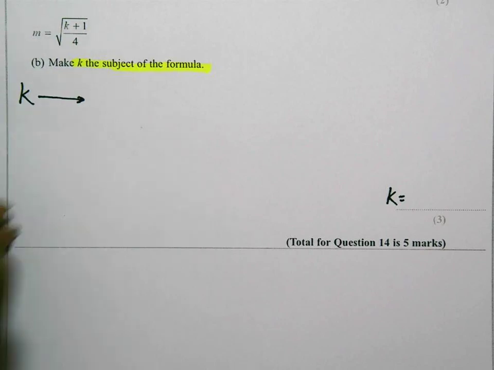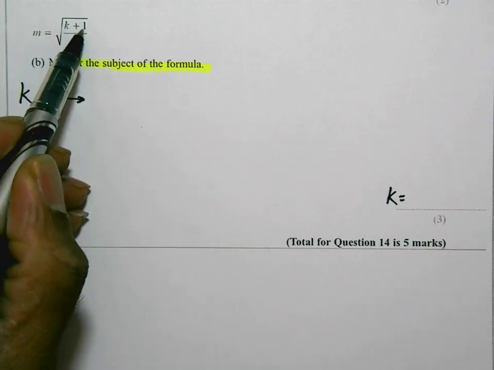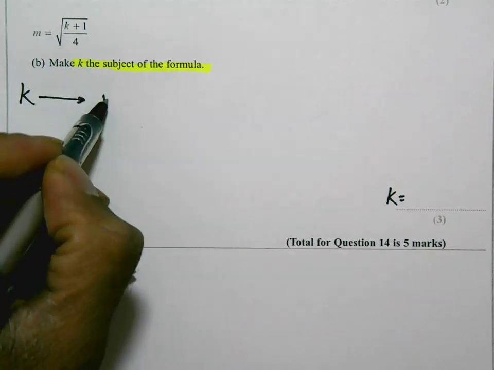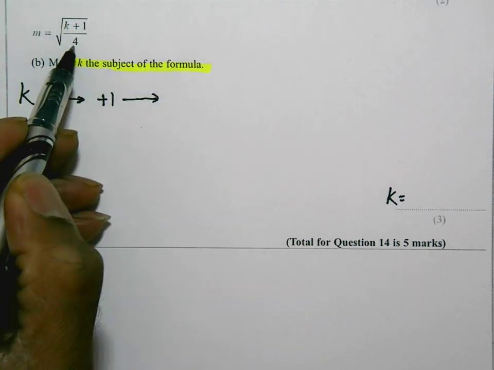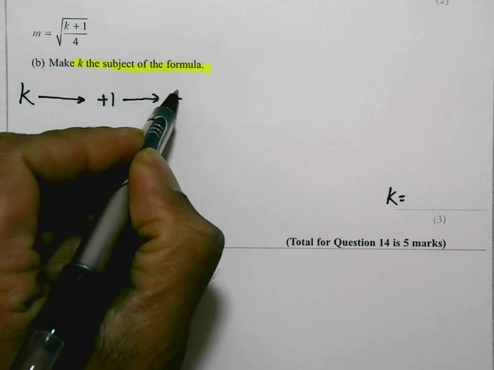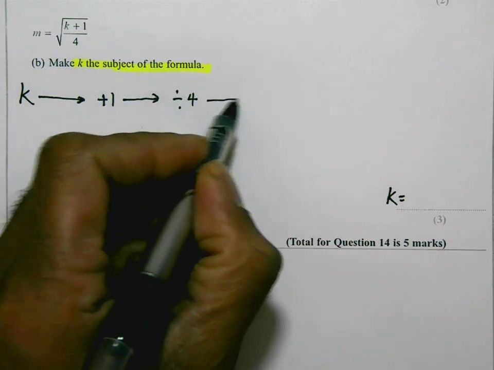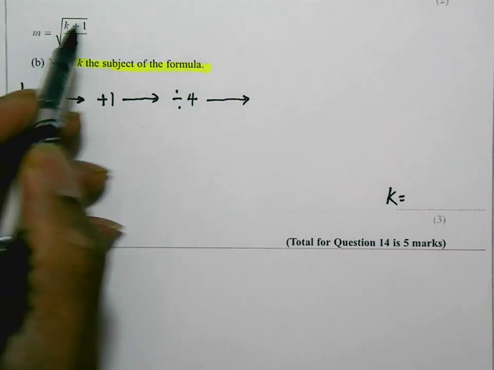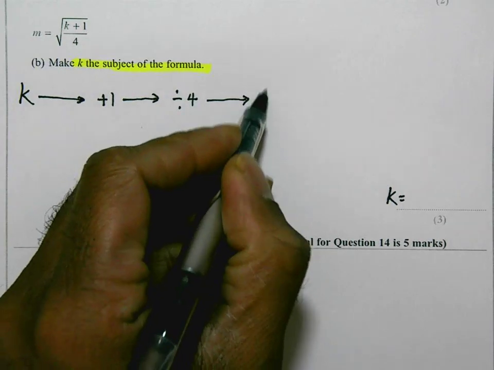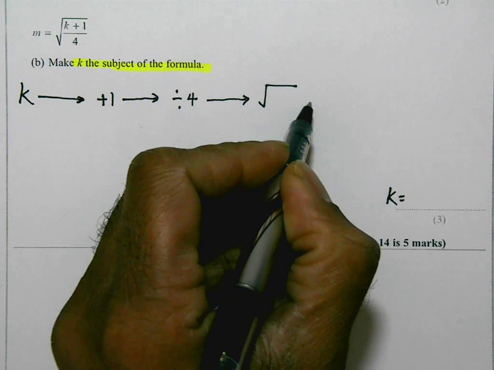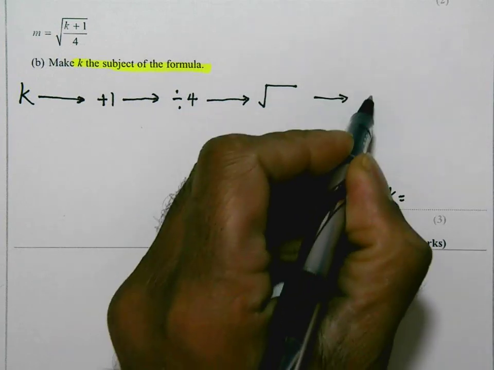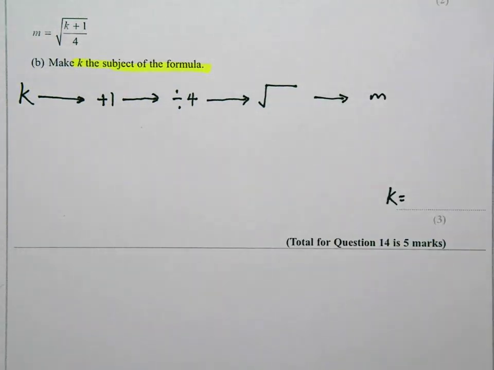So K, I'll then be adding 1 to it. And then, once I did K plus 1, I divided by 4. And then once I divided by 4, I square rooted all of that. And once I did all of that, that was equal to M. So I've just done a flow diagram to describe this equation.